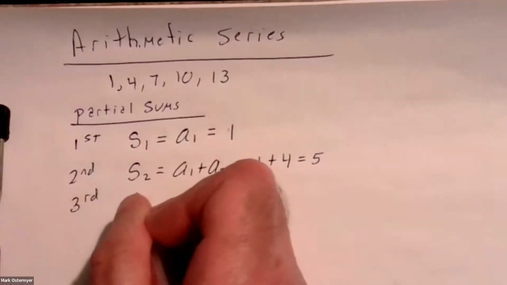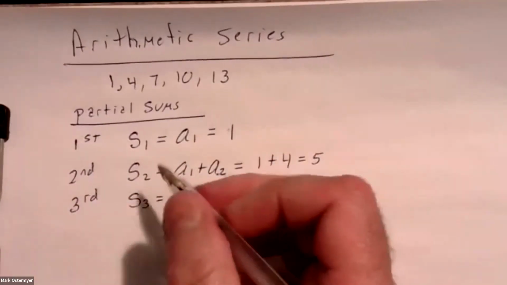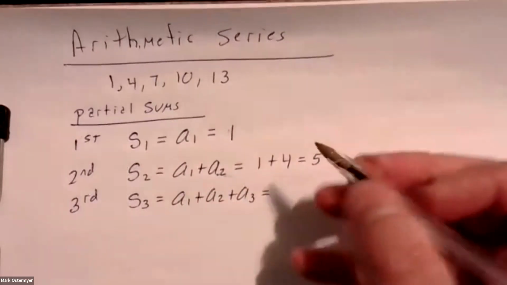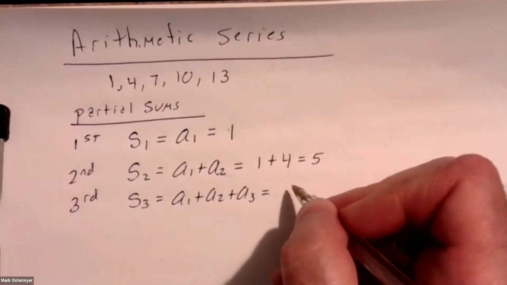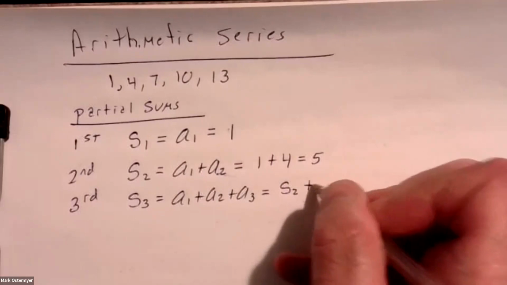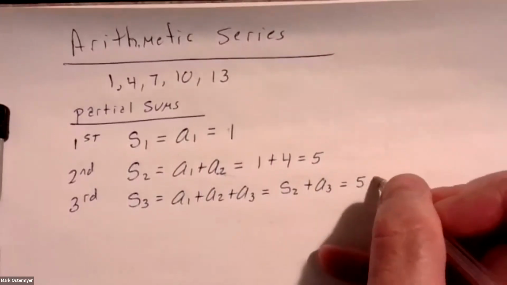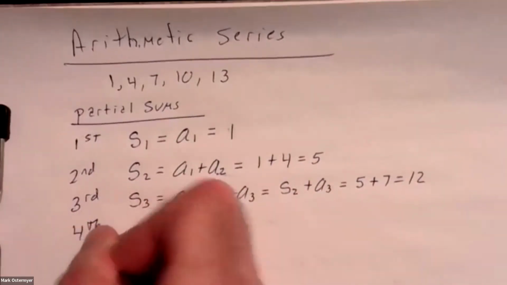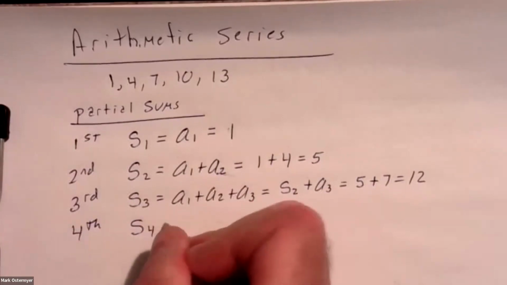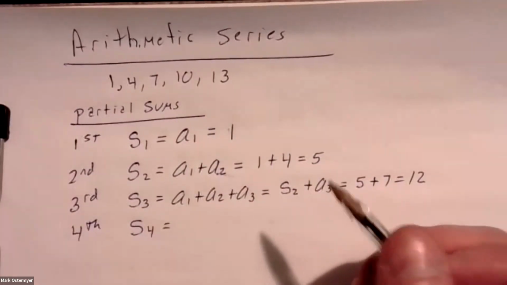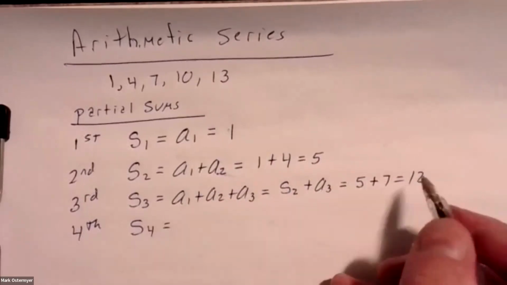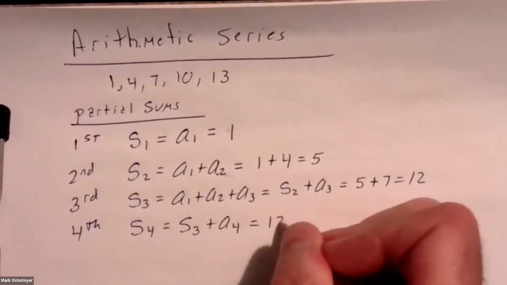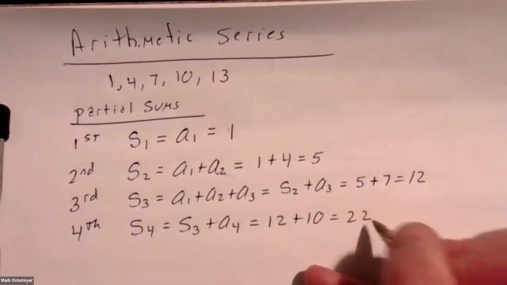The third partial sum of this arithmetic sequence, denoted as S sub 3, is the sum of the first 3 terms, which is really the second partial sum plus the third term, which is to say 5 plus 7, or 12. The fourth partial sum, denoted as S sub 4, is the sum of the first 4 terms of this sequence, which you could write more compactly as the third partial sum plus the 4th term, which is to say 12 plus 10, or 22.